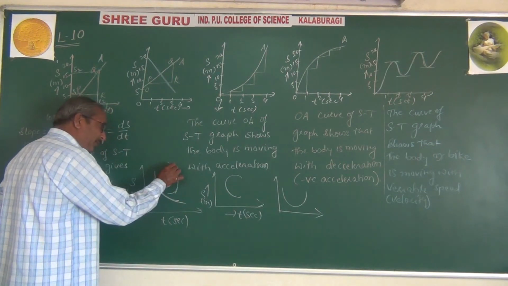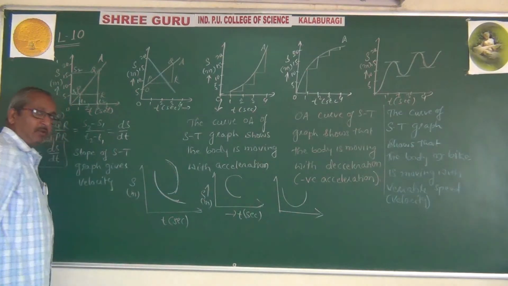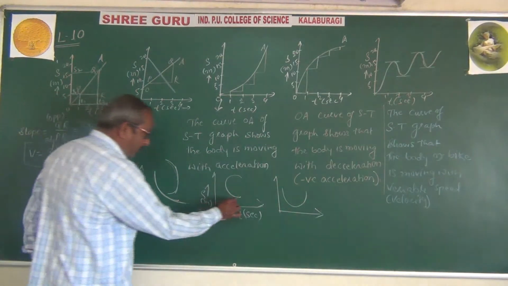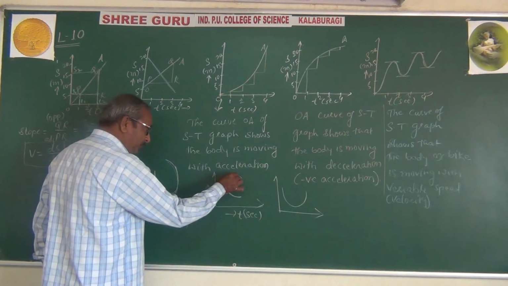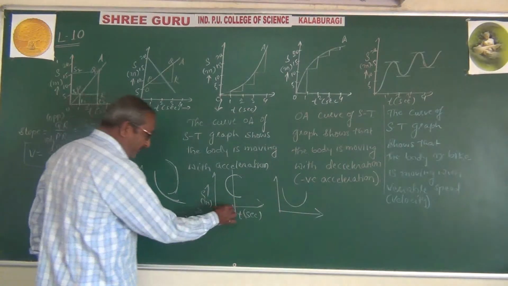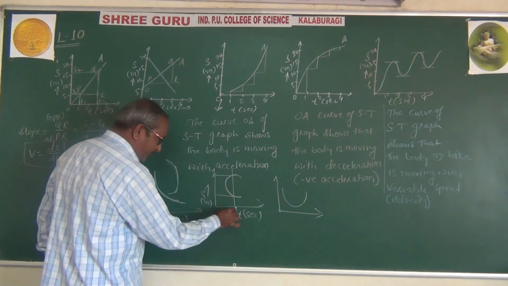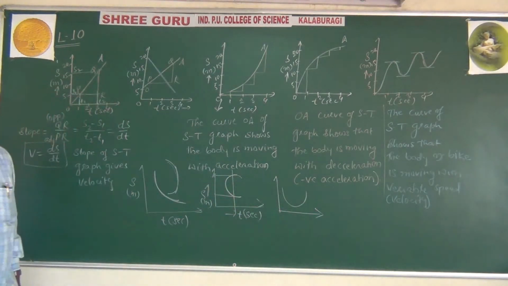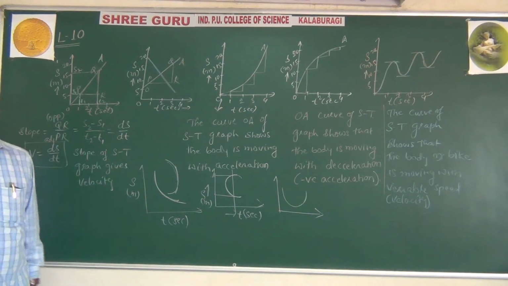Up to this it increases. After that it reverses and appears to be decreasing. Whereas this curve is not possible, because whenever we cut it like this, for the same time the body is at two positions. For the same time the body is at two positions. Is it possible for the body to be at two positions at the same time?